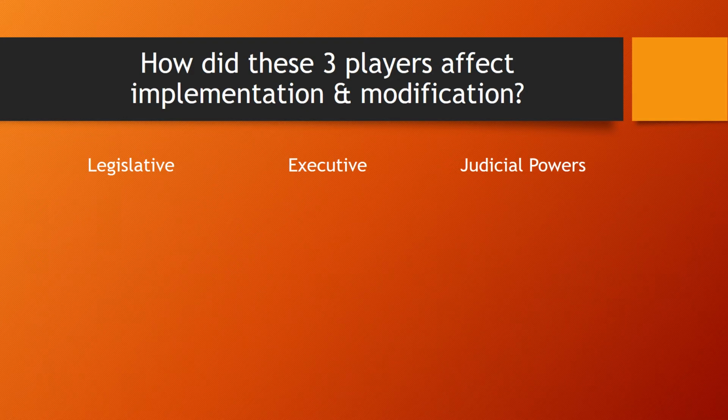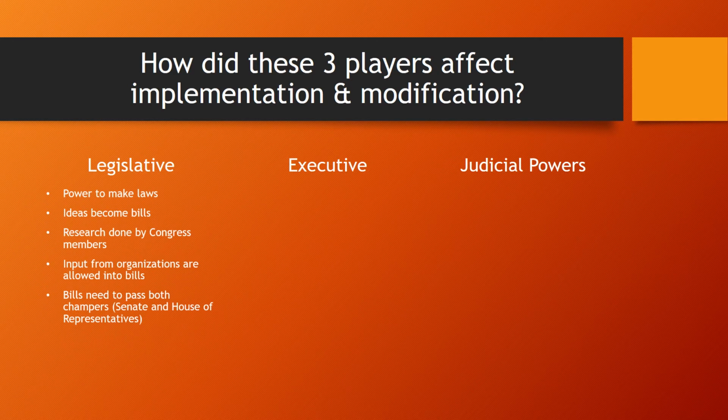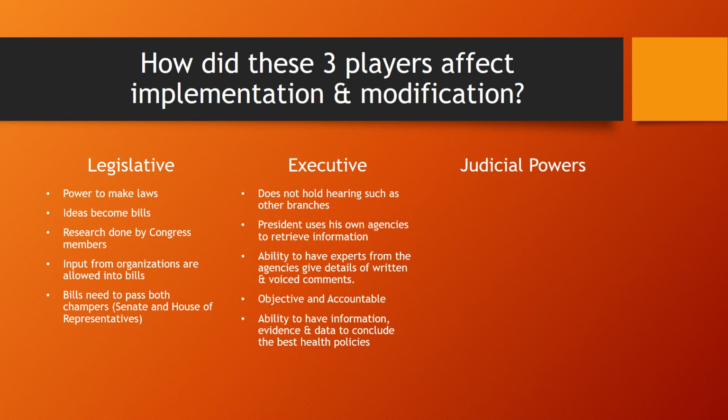How did these three players affect implementation and modification? The legislative power is to make laws. They have ideas that become bills, and the research is done by Congress members. Input from organizations is allowed into these bills, and bills need to pass both chambers, the Senate and the House of Representatives. The executive does not hold hearings like the other branches.